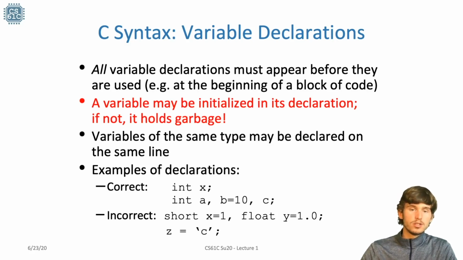Typically you want to do this at the beginning of a code block so you don't have any issues. A variable may be initialized in its declaration, but does not have to. If you do not define what it is, that value is going to hold garbage if it is referenced before it's ever defined. So that is very important to understand.